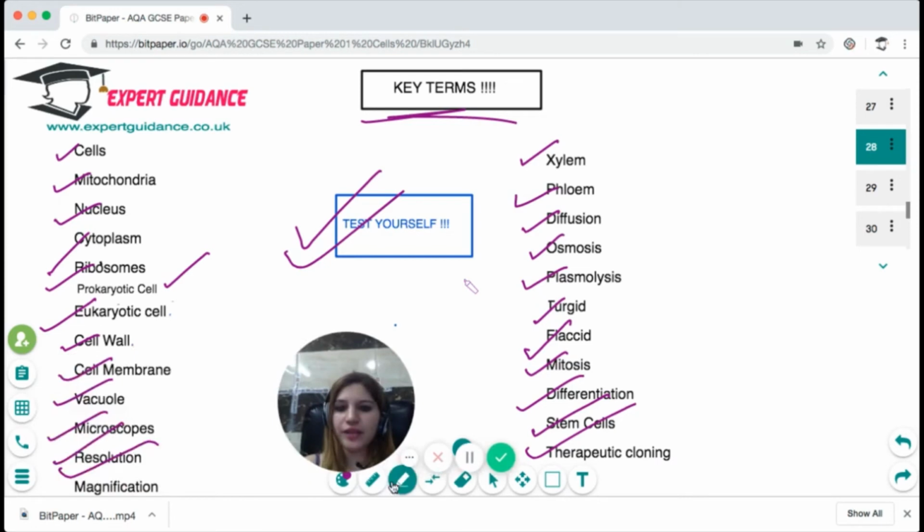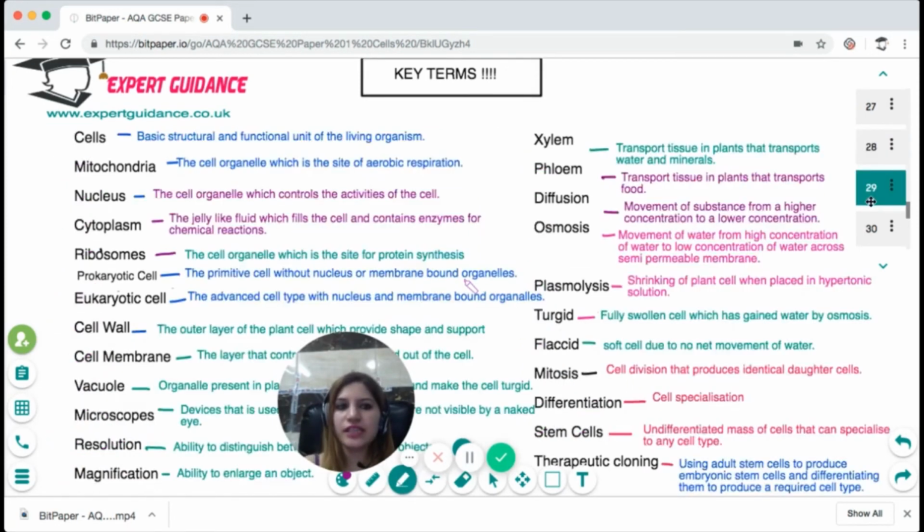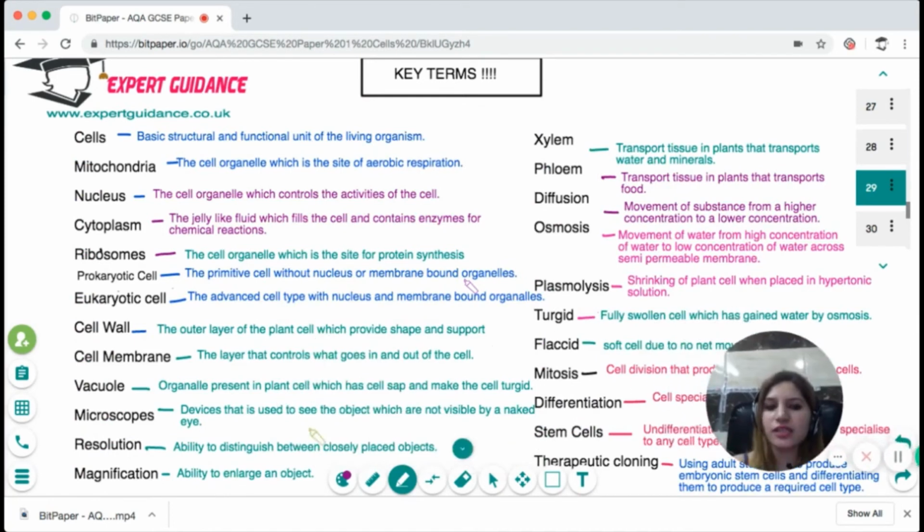Okay, so I hope now you have written these answers on what is the meaning of these key terms. Now let us look at your answers. What are cells? Cell is a basic structural and functional unit of the living organism. Mitochondria is the organelle which is the site of aerobic respiration. Nucleus is the organelle which controls the activities of the cell. Cytoplasm is a jelly-like fluid which fills the cell and contains enzymes for chemical reactions. Ribosomes are the cell organelles for the site of protein synthesis.